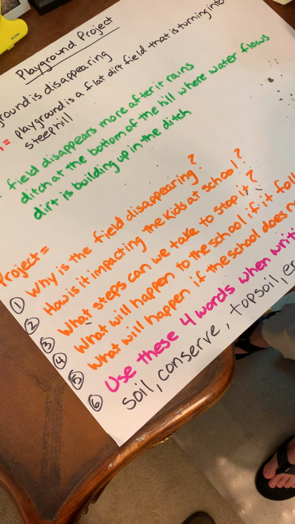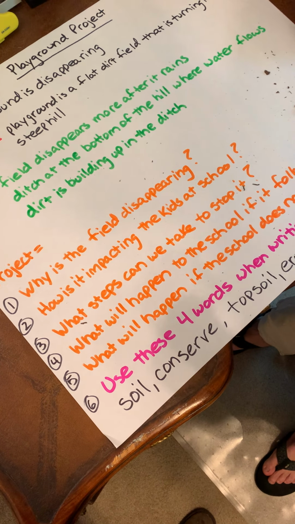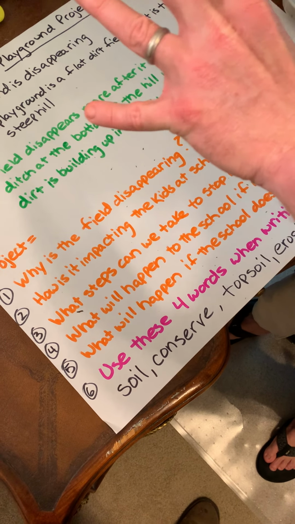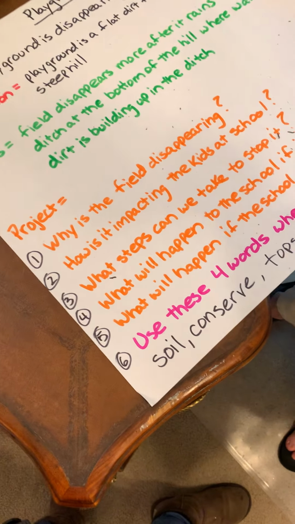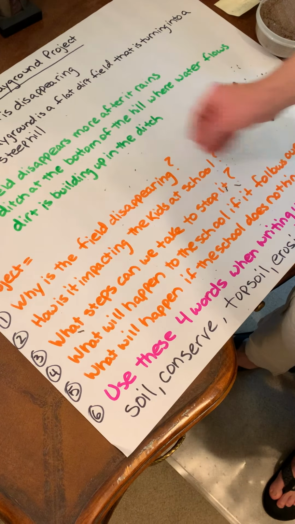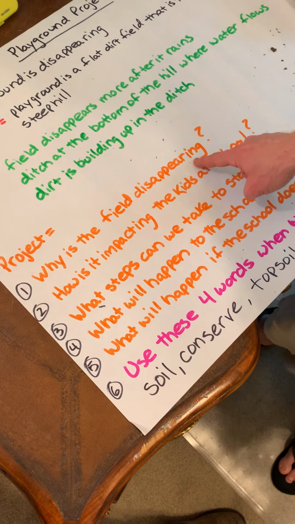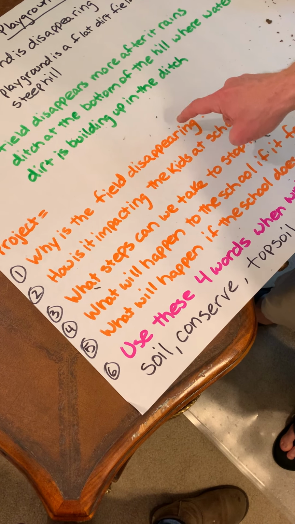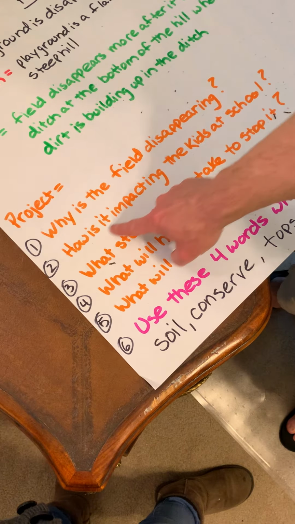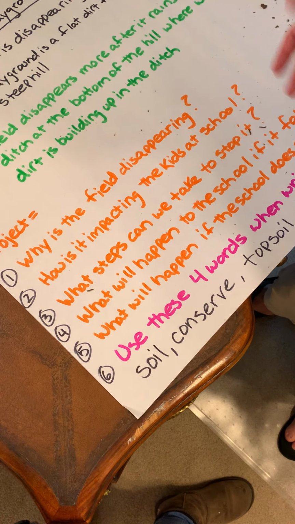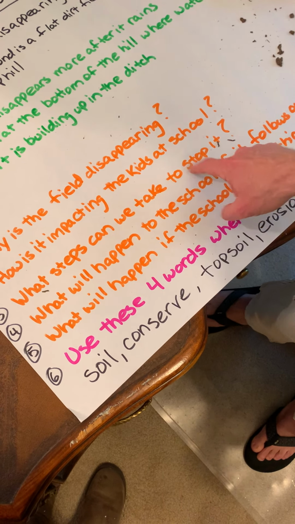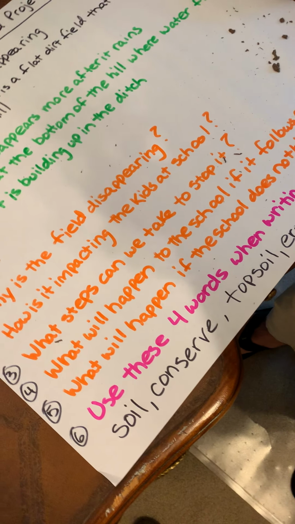So you need to answer these questions with your project. And I would strongly suggest drawing something in order to make your project make more sense. Or you can build a model, or you can do something on Google Slides, however you want to do it. Why is the field disappearing? What is causing our problem? How is it impacting the kids at school? What effect is it having on the kids? What steps can we take to stop it?